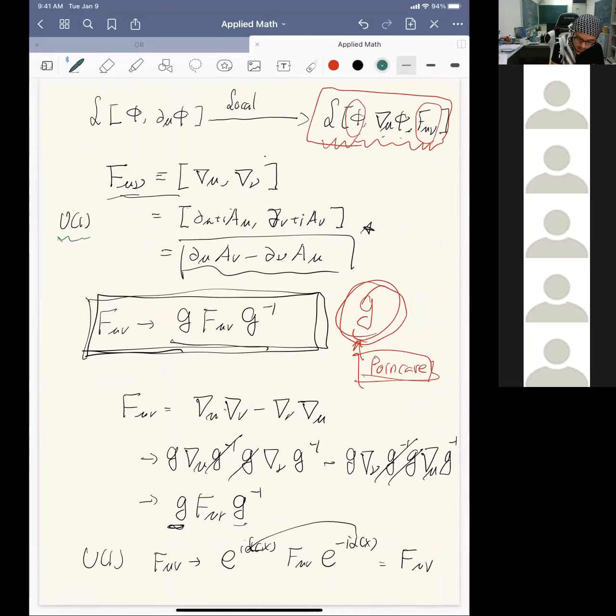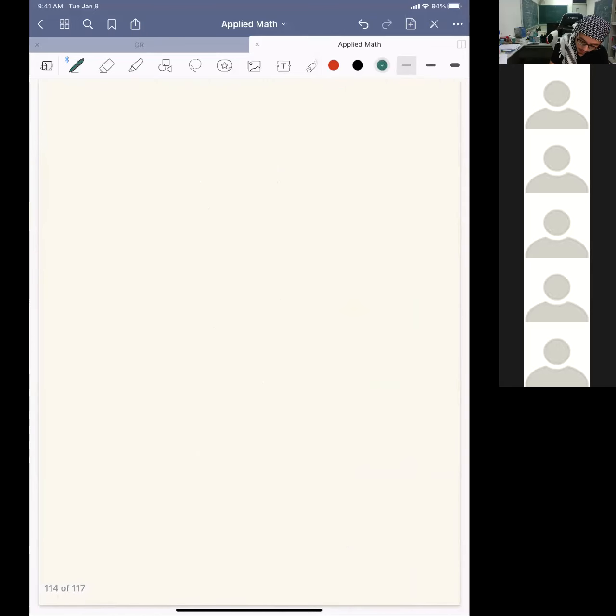So last week we were doing this U1 symmetry, which is the simplest continuous symmetry that we can have. Today we're going to generalize to more general symmetry, and then go into the symmetry that is more relevant to gravity. In general, today we're going to talk about general local symmetry.